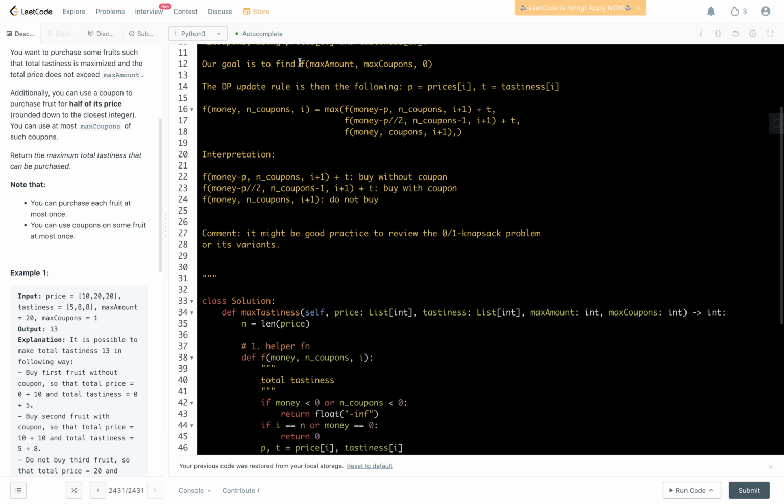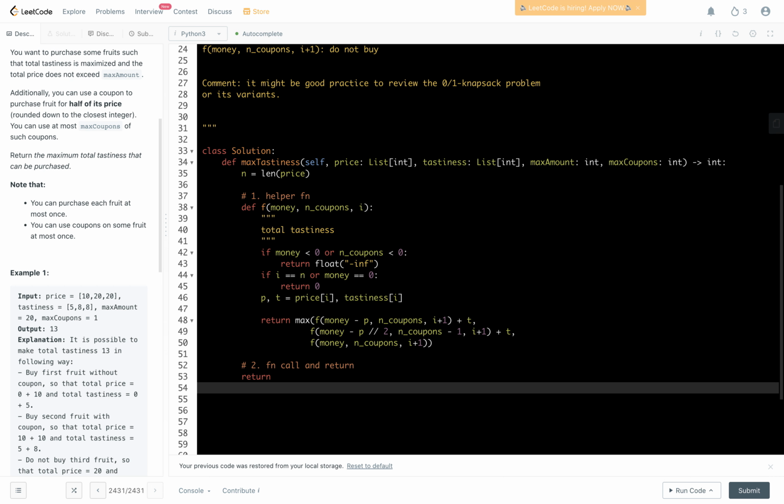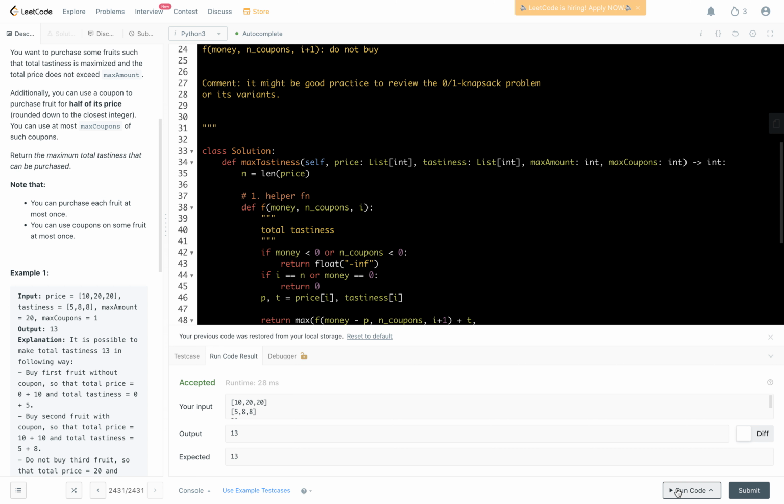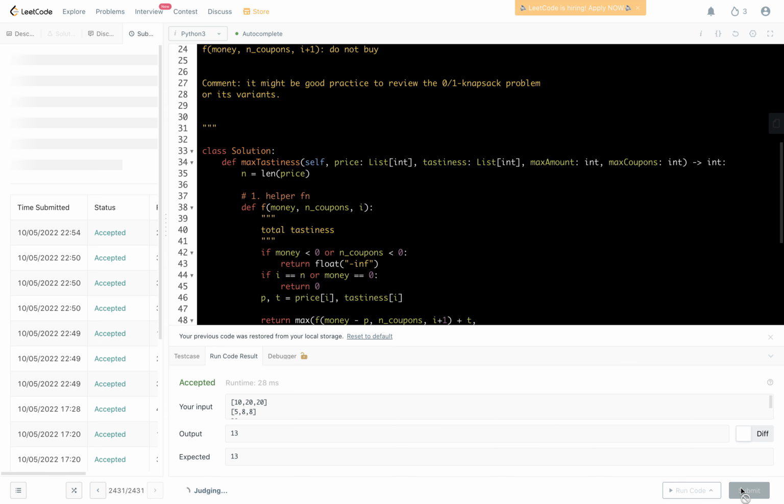Next we're going to do the function call and return. Our goal is to return the call with the maximum amount and max coupons, and it starts from index 0. So this actually forms a full solution format. Let's do some test cases. Yeah, this passes the first example. Now let's look at the generic case.